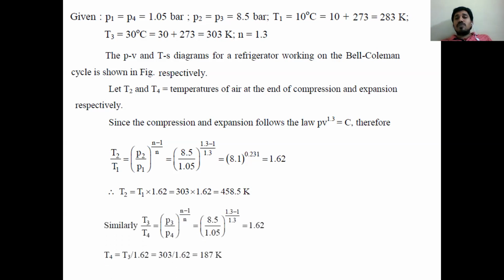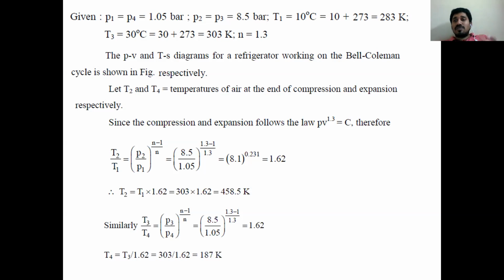Similarly, we go for another polytropic process, the expansion process, where the relation T3 by T4 is equal to P3 by P4 power N minus 1 by N. T3 value was given in the problem. P3 means highest pressure, P4 lowest pressure, except T4. T4 is the unknown value. We calculate that as 187 Kelvin from the given relation. Like that, we determine all temperatures. Now we have all temperatures. T1, T3 were given. T2, T4 we calculated from the polytropic process.